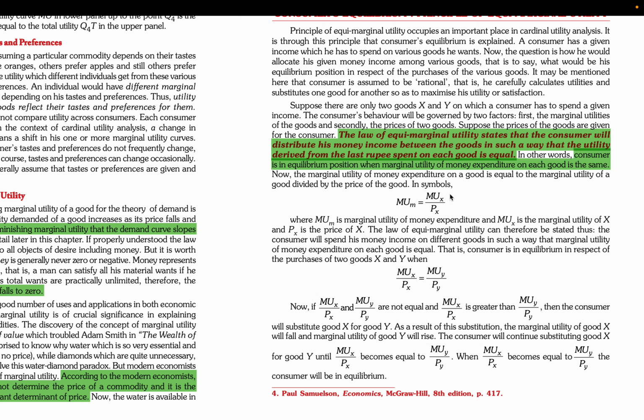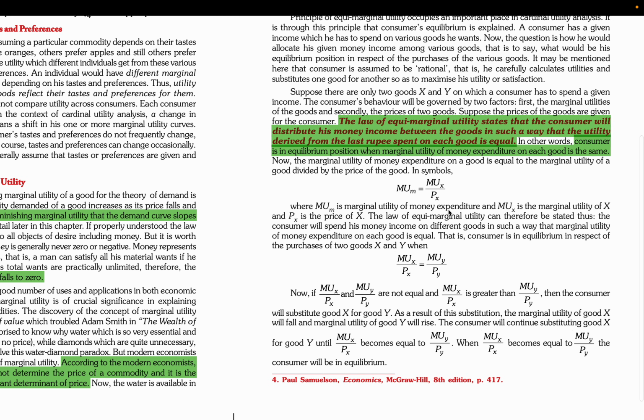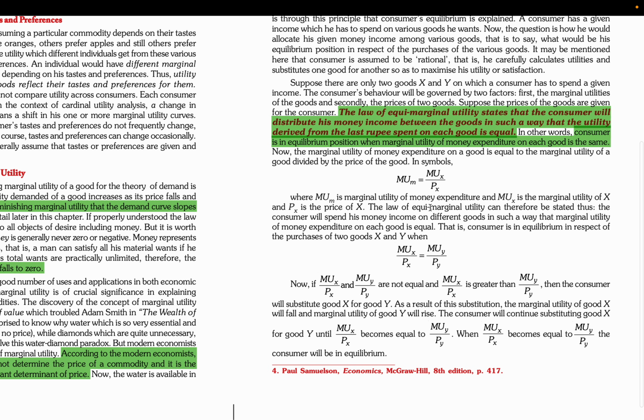We already know that the marginal utility of the money that you're spending on a good, let's say X, is going to be equal to the marginal utility of the good divided by the price of that good, where MUM is the marginal utility of money expenditure, MUX is the marginal utility of X and PX is the price of X.